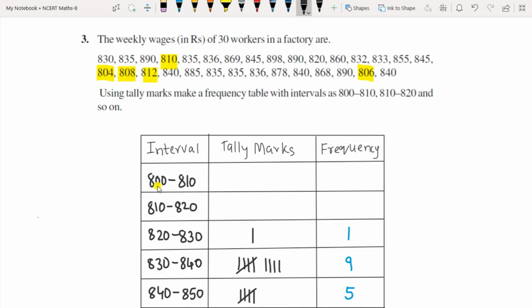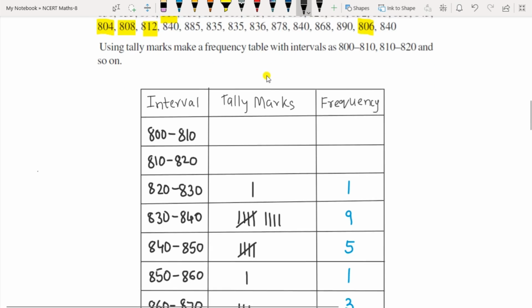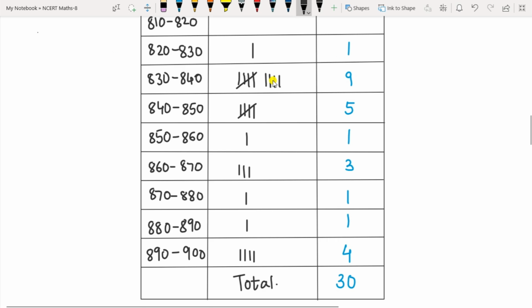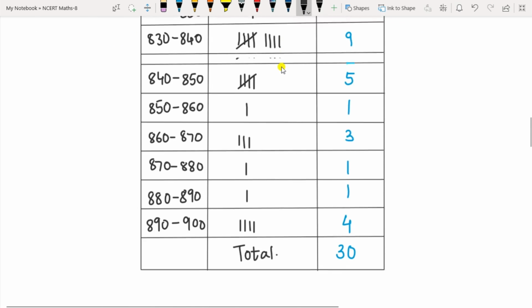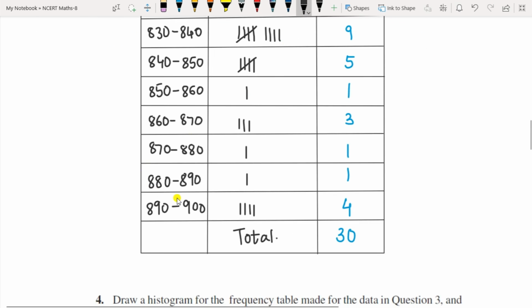Now 800 to 810, then 810 to 820. Now here up to where we can go, so you have to see the highest number here which can be plotted. So highest number, you will get it here as 890. After 890 you are getting 898. So 898 is the highest number. Okay, so we have to write the class intervals up to 890 to 900.